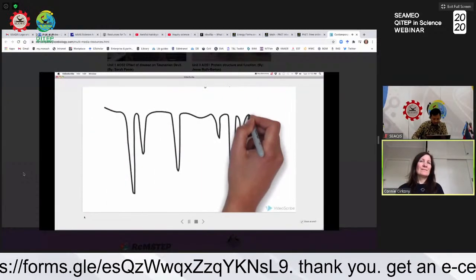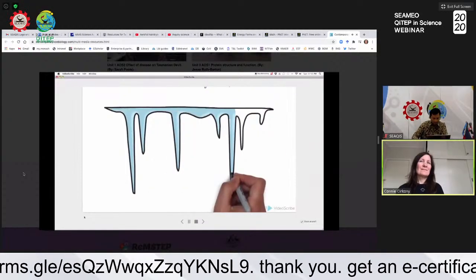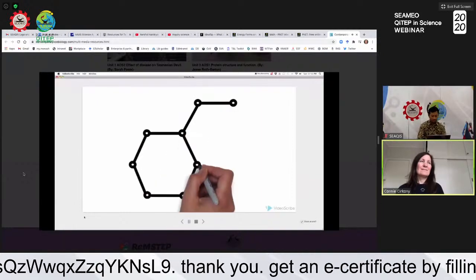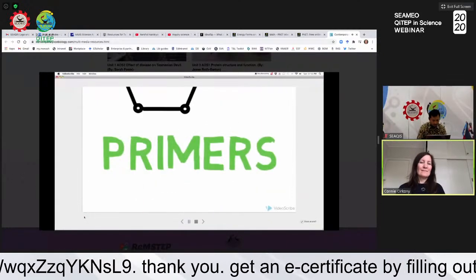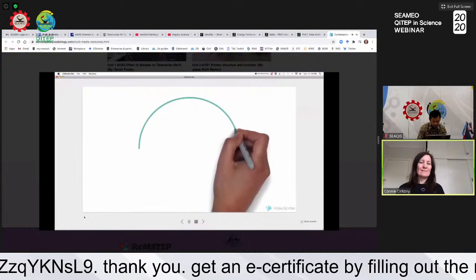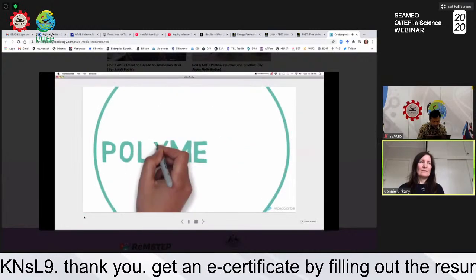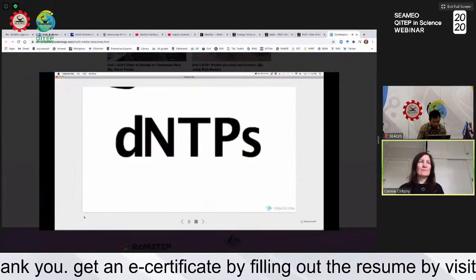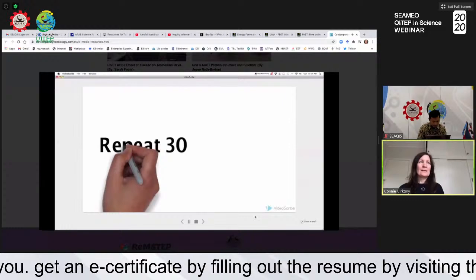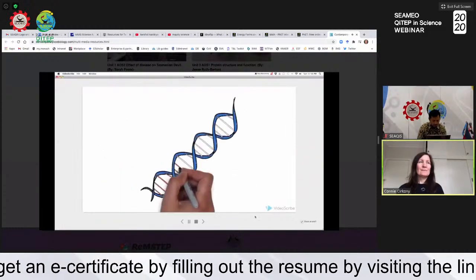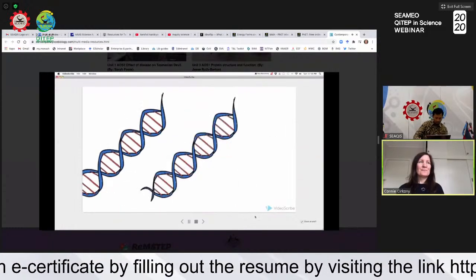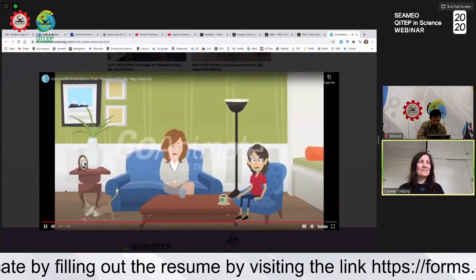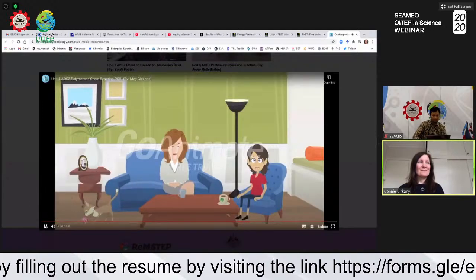Once separated into single strands, the DNA mixture is cooled to between 45 to 72 degrees Celsius. This allows the primers to bind to their complementary sequence within the DNA strands. The reaction is then heated to 72 degrees Celsius, the optimal temperature for DNA polymerase. DNA polymerase extends the primers by adding the nucleotides in a sequential manner. These steps are repeated 30 to 40 times to produce multiple copies of the target DNA. Well, there you have it, guys. I hope that answers a few of your questions about polymerase chain reactions.